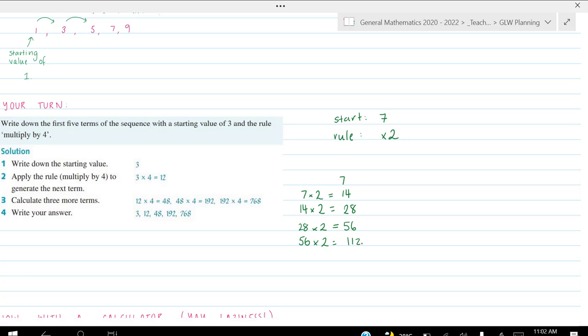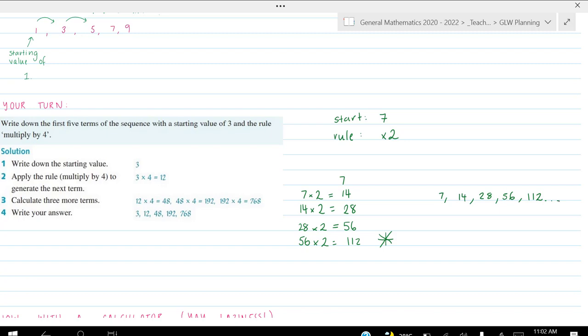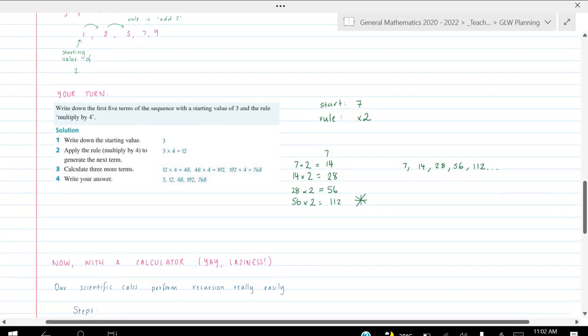Remember, sequences are a succession of numbers written with commas between them, so we haven't really communicated our solution properly. So my solution should be 7, 14, 28, 56, and 112. And I'm going to indicate that this keeps going. We're just writing the first 5 terms. So that's how you would do something like that. Again, I think we can agree that that one's fairly simple.